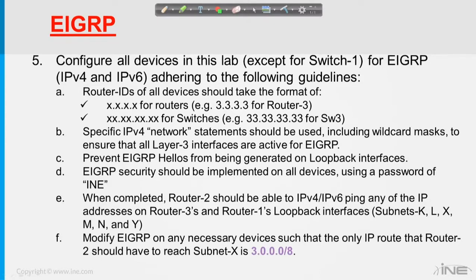Specific IPv4 network statements should be used, including wildcard masks, to ensure that all layer 3 interfaces are active for EIGRP. Now, the reason why that particular thing is in here is because with EIGRP, you could always type something like this.